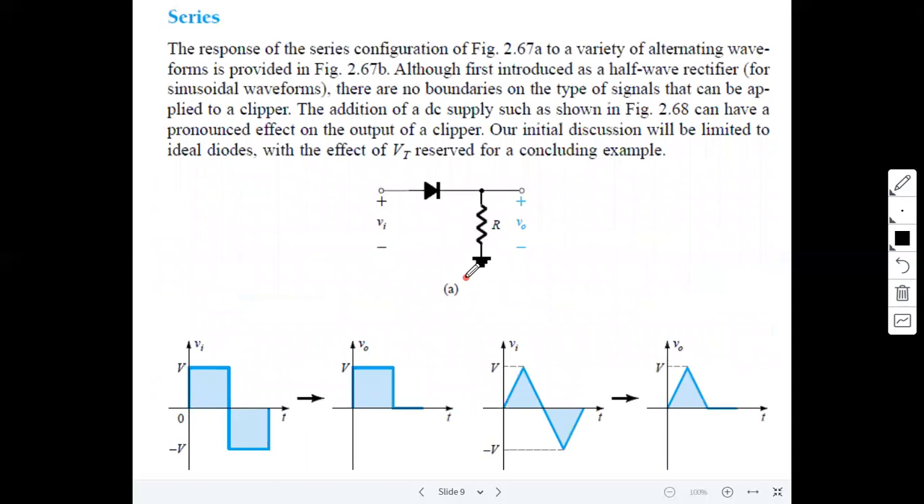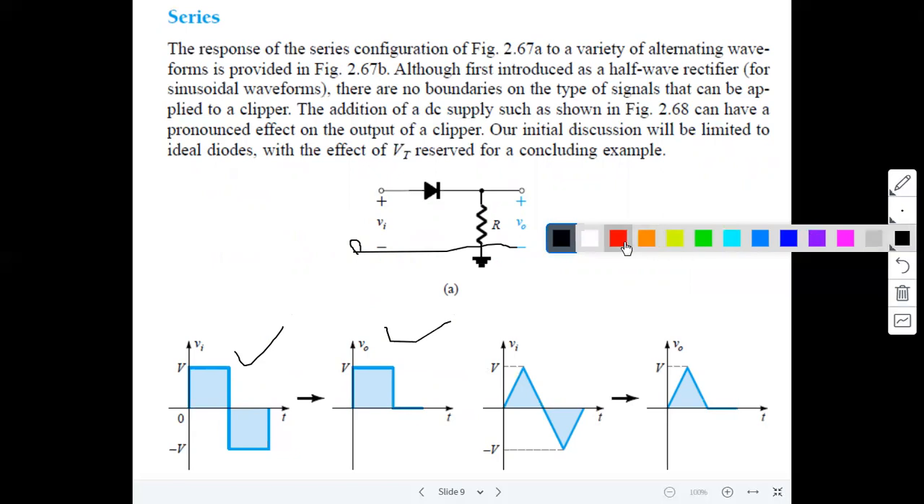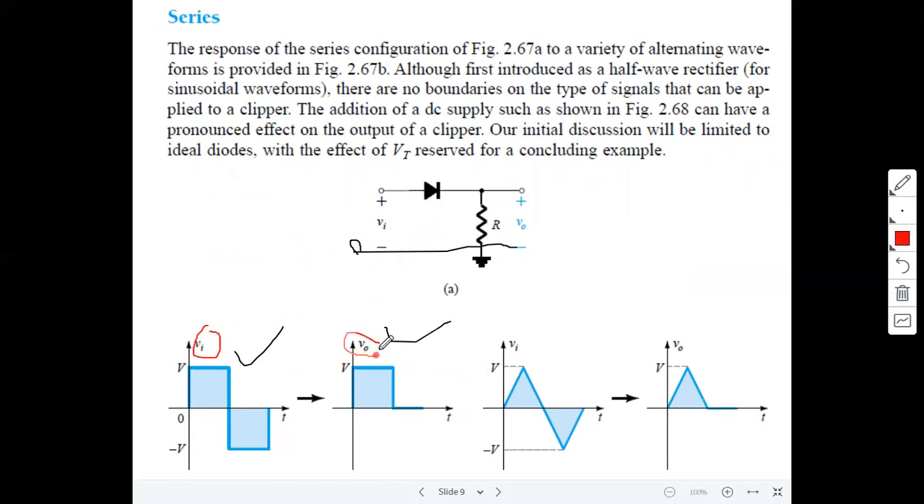Now this is simple, it looks like a half-wave rectifier, right? Why? Because a series diode is connected with a load resistor. The half-wave rectifier is the best example of a simple clipper circuit. Now in this case, observe here Vi and V0. This is the input signal Vi, and this is the output signal V0.